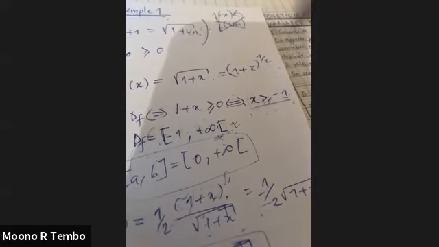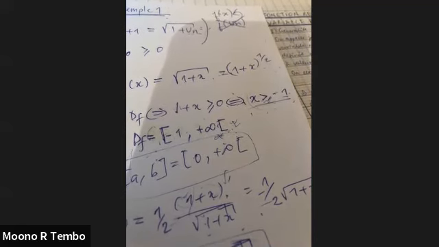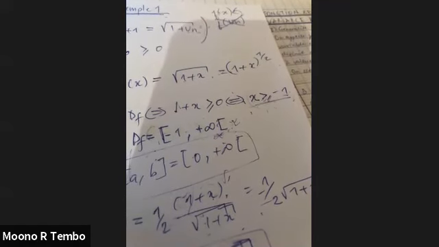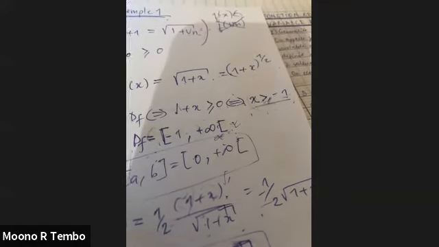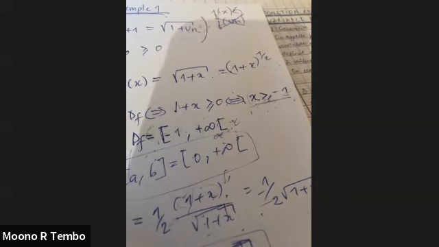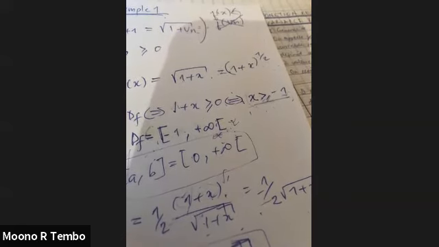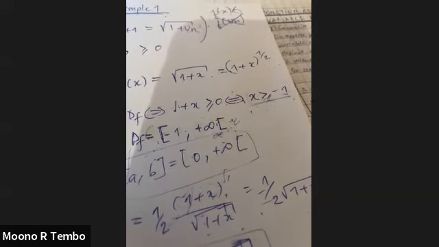Since x is greater than or equal to -1, what do you know? Our starting point is -1. Where will it end? We don't know what value x is, so it goes up to infinity. That's why it's infinity there.